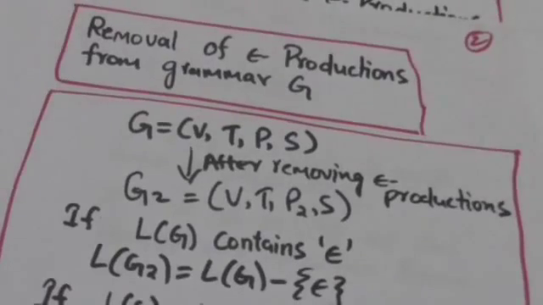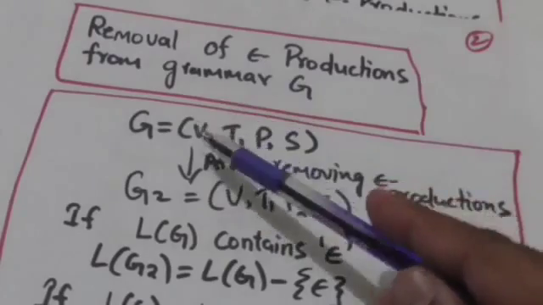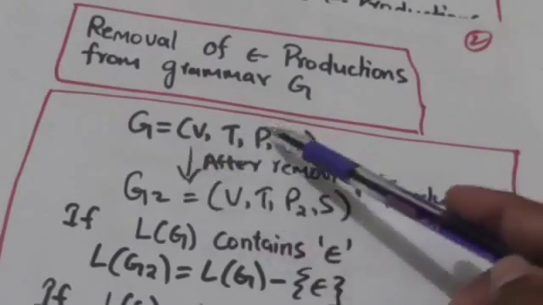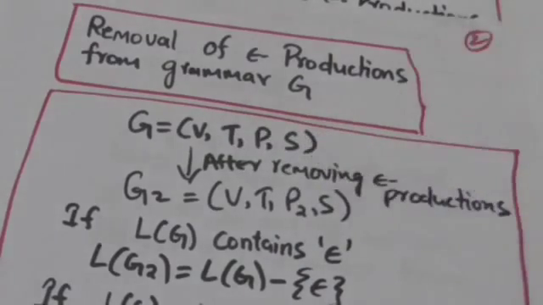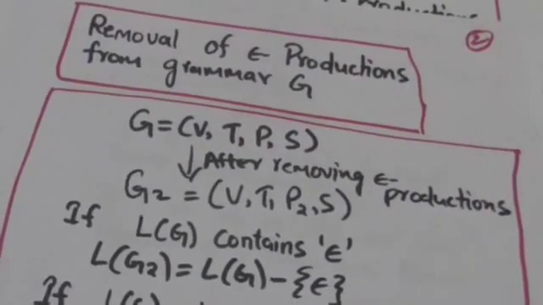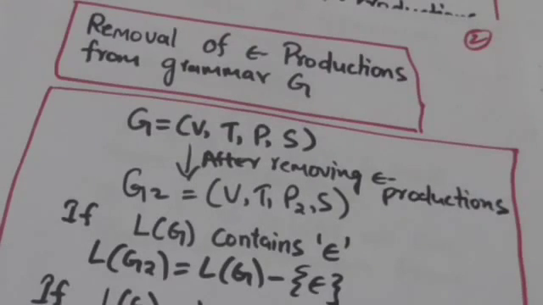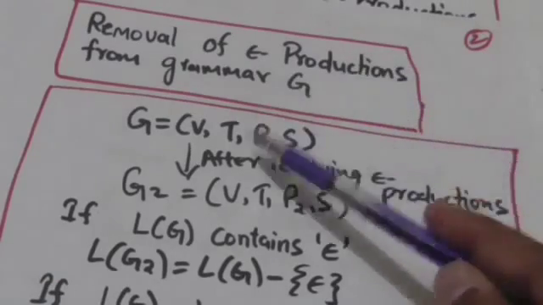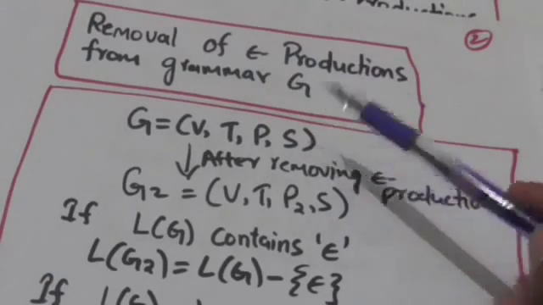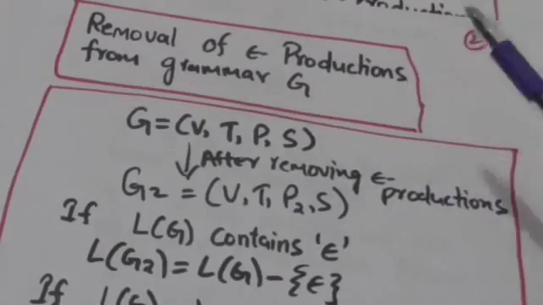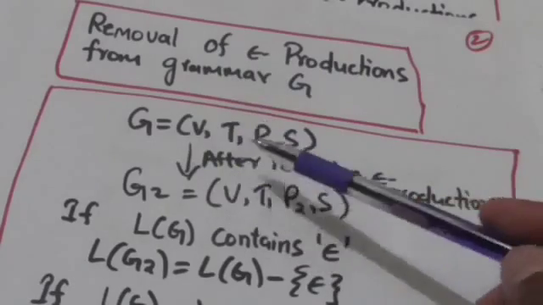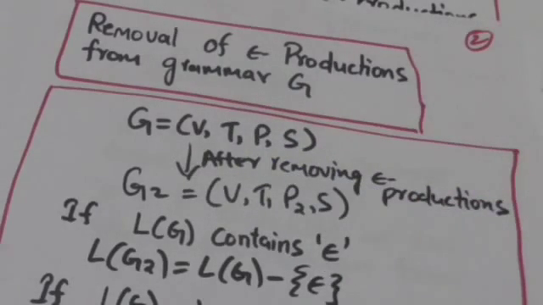Now suppose there is a grammar G defined by the quadruple V, T, P, S. V is the set of variables, T is the set of terminals, P is the set of productions, and S is the start symbol. Now we have to remove empty productions from this grammar G. Let the grammar which we get after removing the empty productions from grammar G be G2. Right?